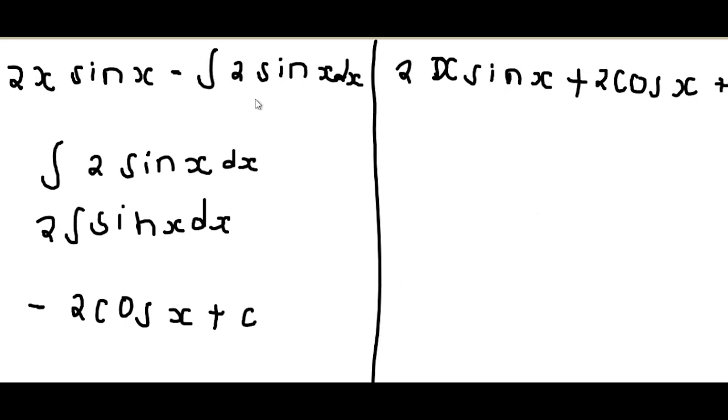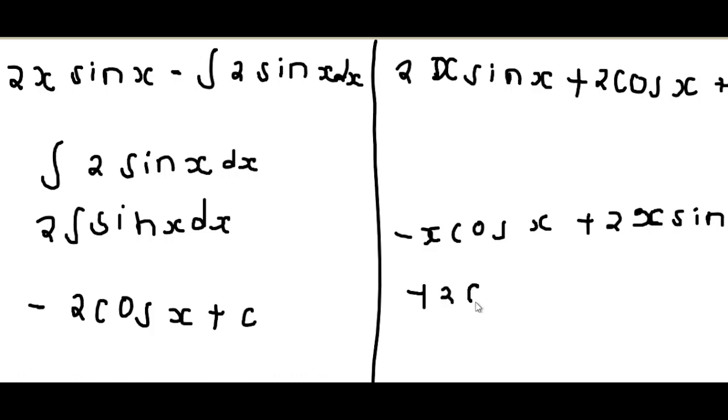And this is the equation that we have gotten after integrating by parts the second part, so we are going to join it with the first part. So it will be negative x squared cos x plus 2x sine x plus 2 cos x plus c.